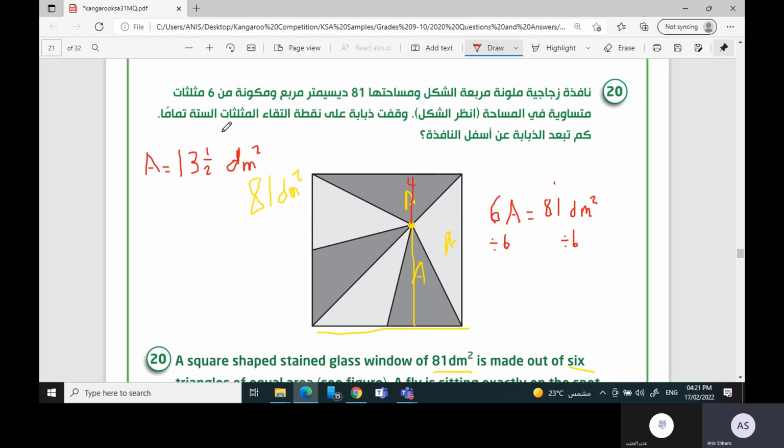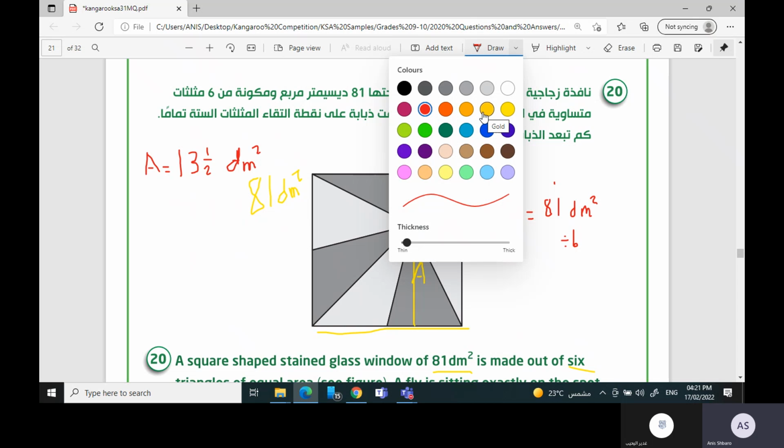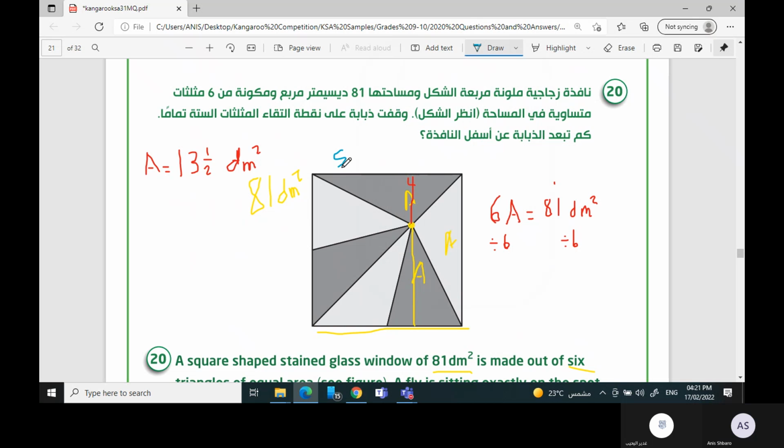We have already the A, we need to find the H. But in order to find the H, we want the base of the triangle. And the base of the triangle is the side, all of it. So let's name it and then let's find it. S, S, S, and S. So 4S are equal, of course, because I'm dealing with a square with equal sides. So now I have the area of all the squares equal to 81 decimeter square.